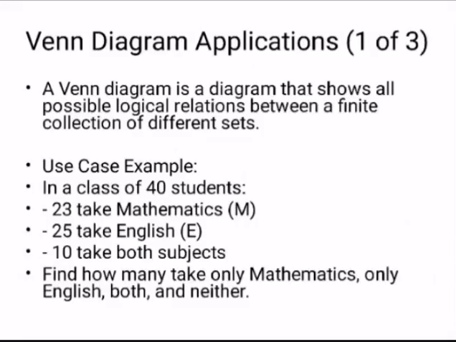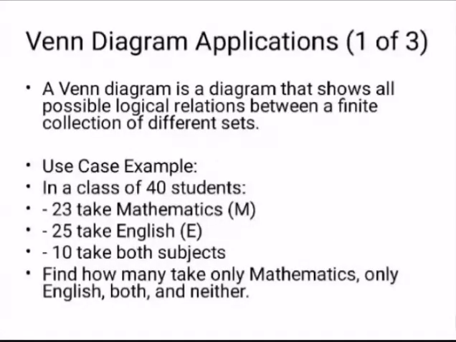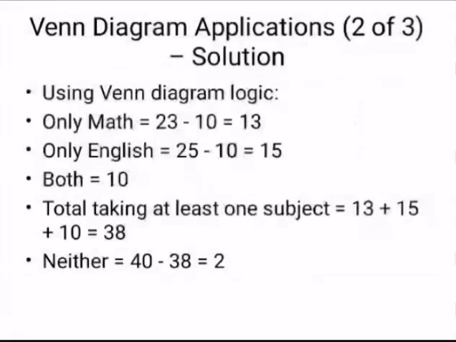Going back to the question, they asked how many students take maths only, English only, both, and neither. Using the Venn diagram for only maths, since we know that the total is 23, to find those that take just maths alone, we subtract the number taking both maths and English from the people taking maths. 10 people are taking both, so we subtract 10 from 23, giving 13 who take only maths.